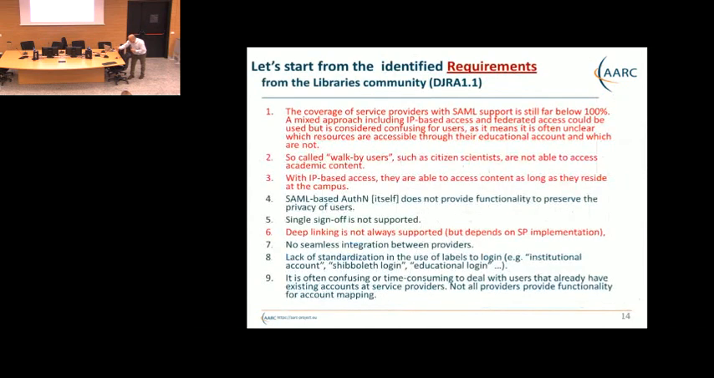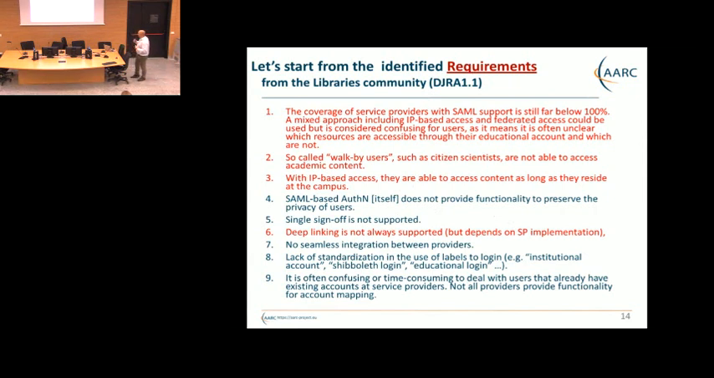Okay, so we are listing here the requirements we are addressing from the requirement document, and the red ones are the ones we are addressing with this pilot. I'll just mention them. With the pilot, we want to cover both scenarios, IP-based and federated authentication. We would like to take into account the walk-in users, users who come to the library, are physically on premises, and need to access a resource.